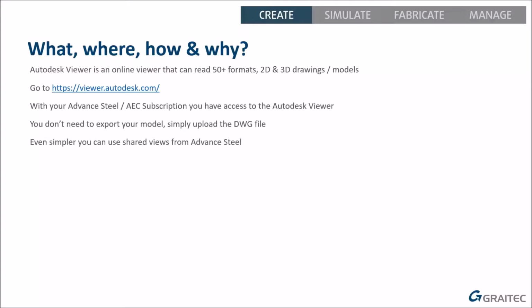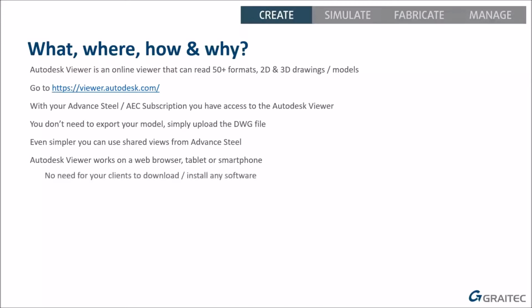And it's even simpler if you use shared views from within your Advanced Steel. So we'll get to that in a little bit. The reason that the Autodesk Viewer is a very powerful tool is that it works through a web browser, and then it works on the web browsers on your tablet or your smartphone. So no one needs any extra software to view your 3D model.